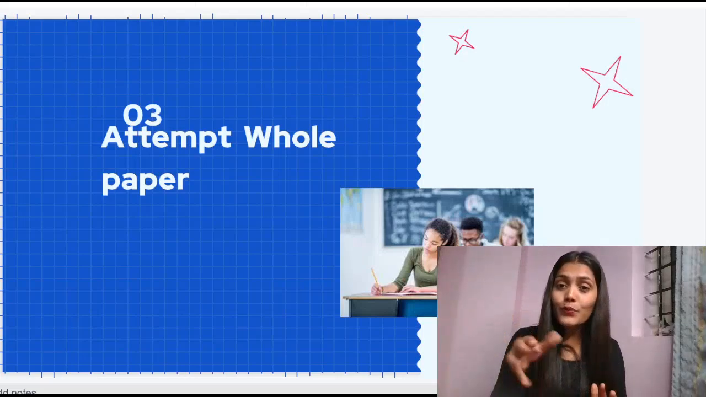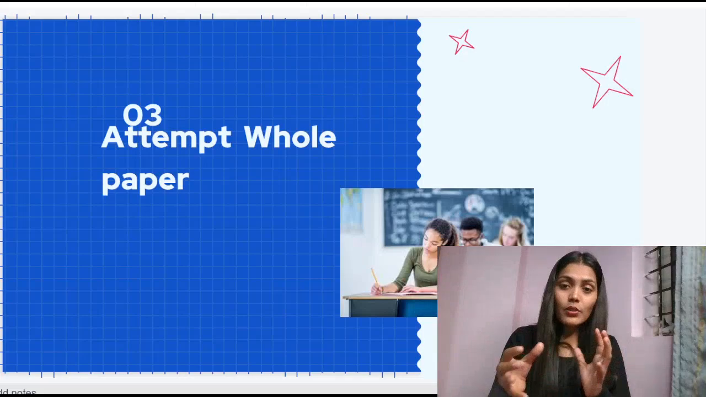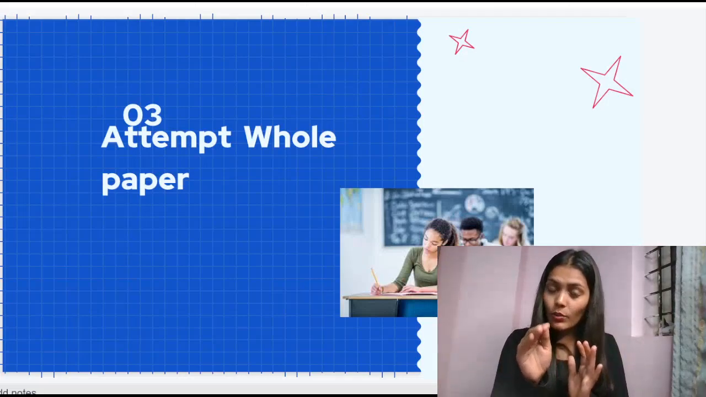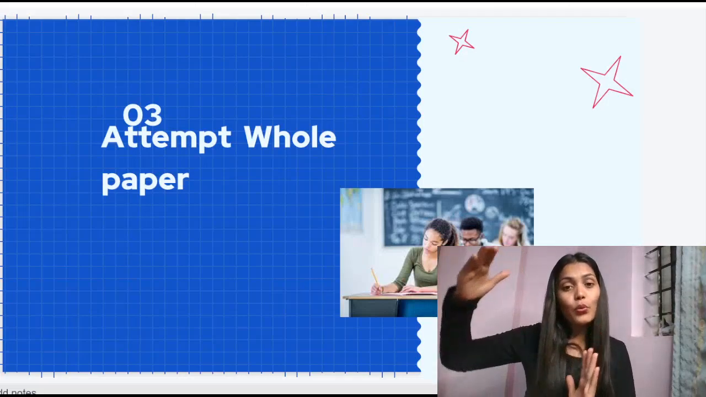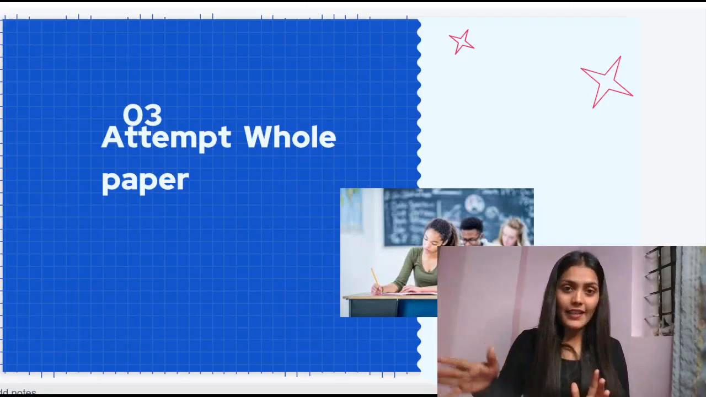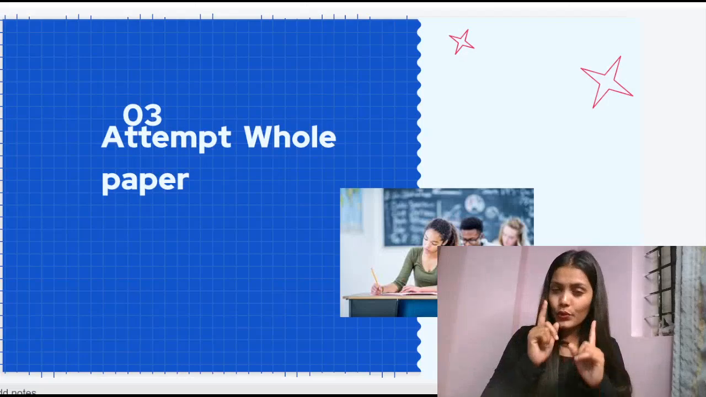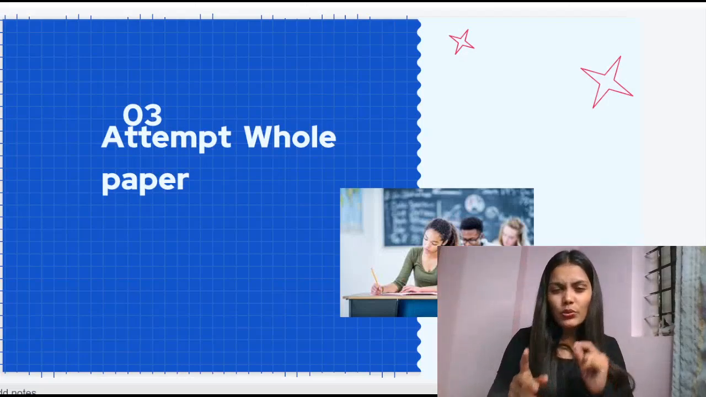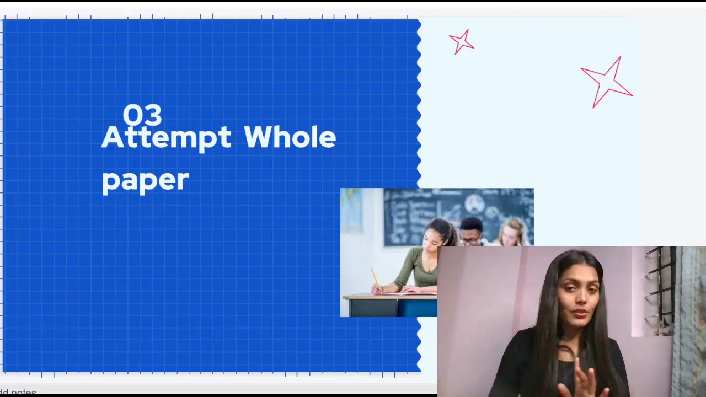And that's how few students get a good score. So even if you don't know, that's why I'm saying attempt the whole paper instead of leaving some questions as they are. Even if you don't know the answer, if you know something about it, write it. You will get a good score. This is actually the most important tip.